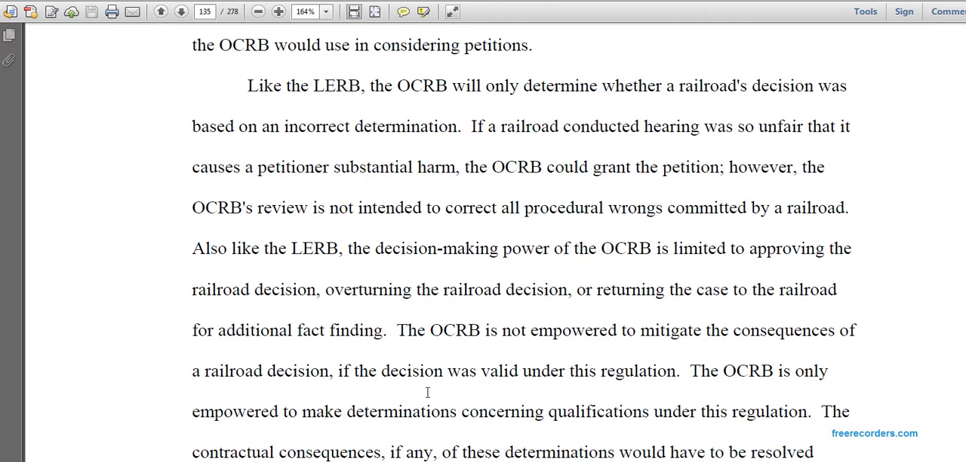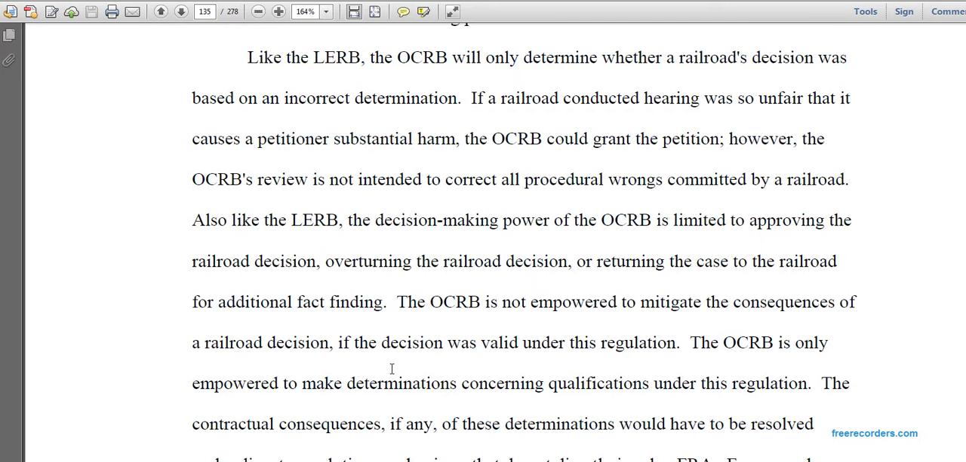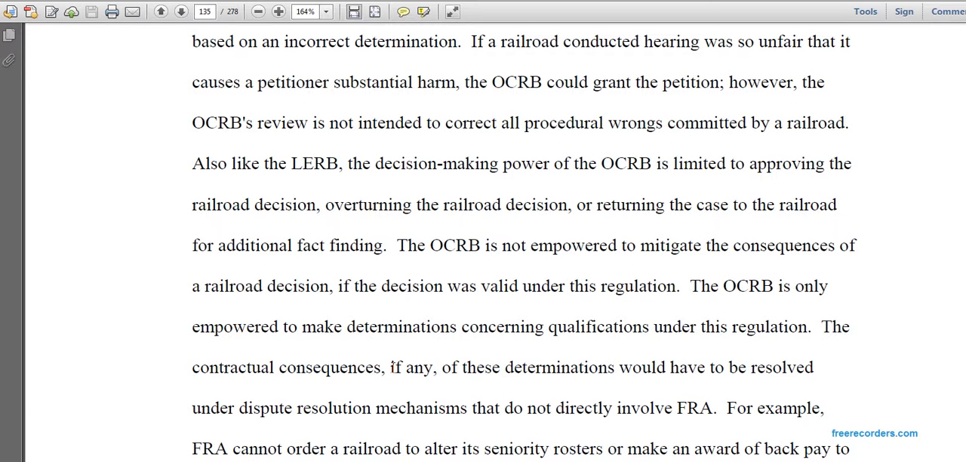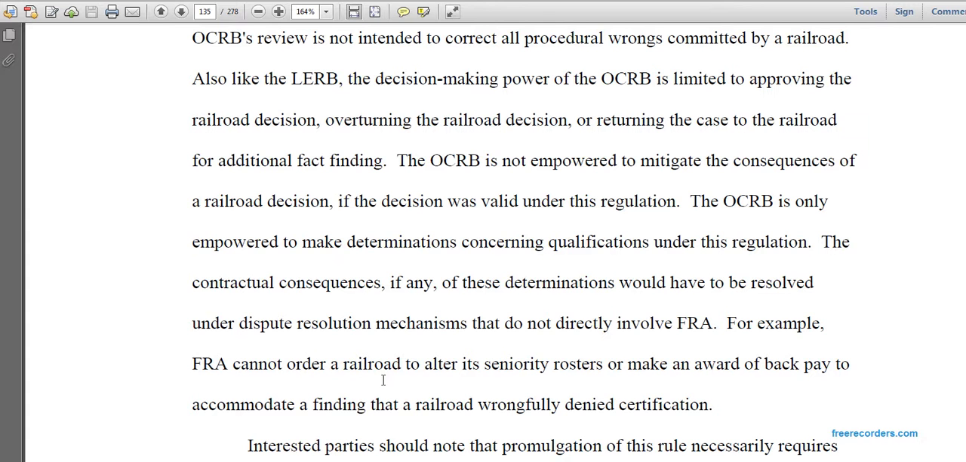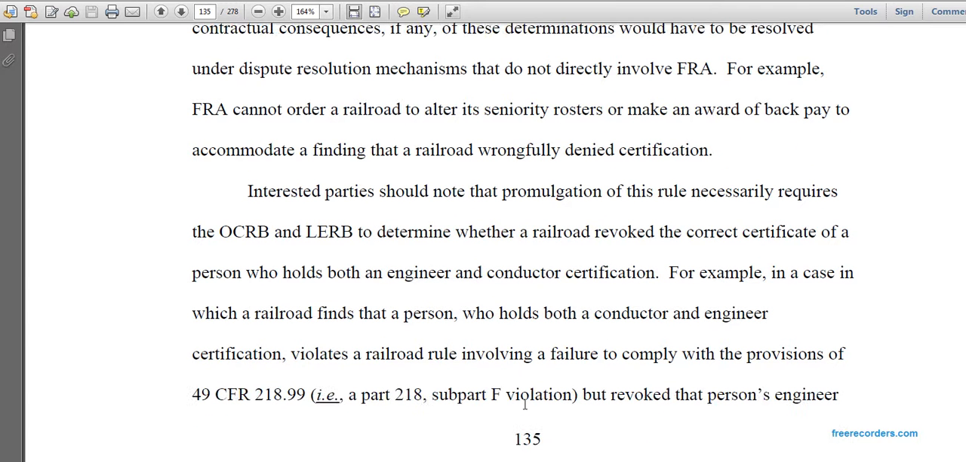If the decision was valid under this regulation, the Operating Crew Review Board is only empowered to make determinations concerning qualifications under this regulation. The contractual consequences, if any, of the determinations would have to be resolved under dispute resolution mechanisms that do not directly involve the FRA. For example, the FRA cannot order a railroad to alter its seniority rosters or to award pay to accommodate a finding that the railroad wrongfully denied certification.